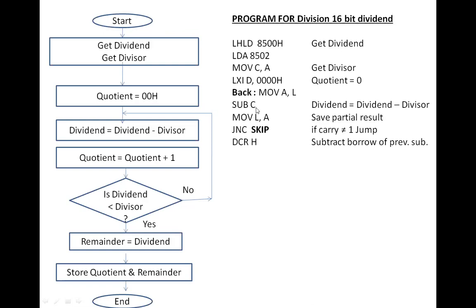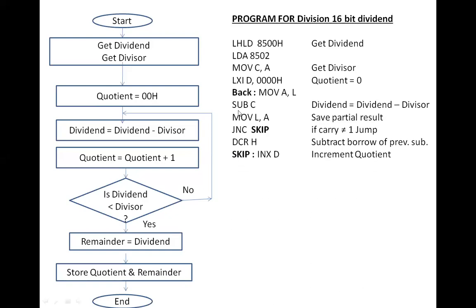Because whenever we are subtracting C, it will give some result in the accumulator, whether the content of A is less than C or greater than C. If the content of A is greater than C, then no problem. Then we do not have to decrease the value of H. But if the content of the accumulator is smaller than the content of the divisor C, then we have to decrement the value of H. Since we cannot do 16-bit subtraction from the 8-bit, that is why we have to do this process.